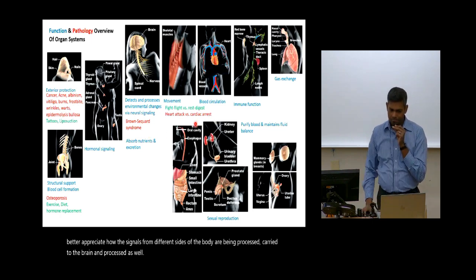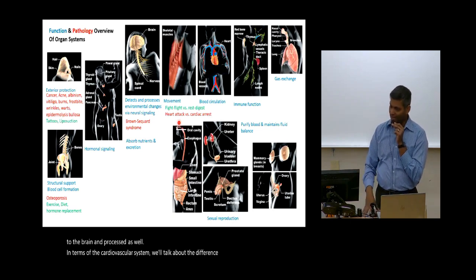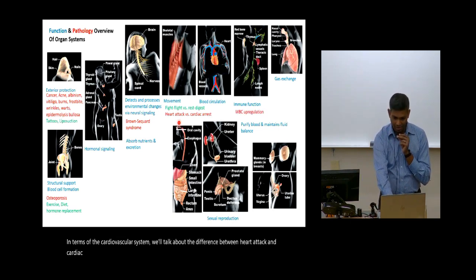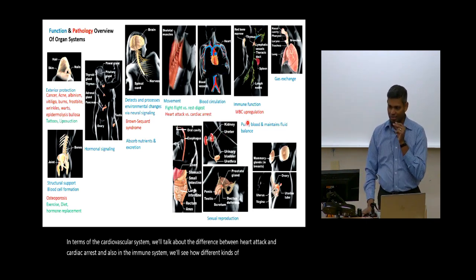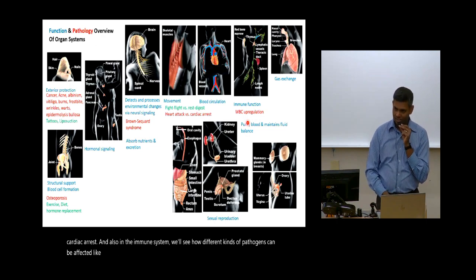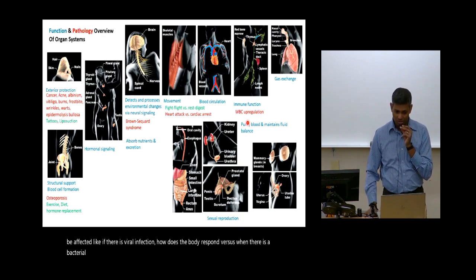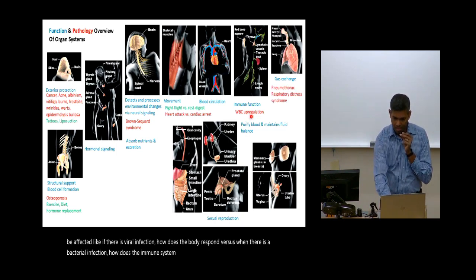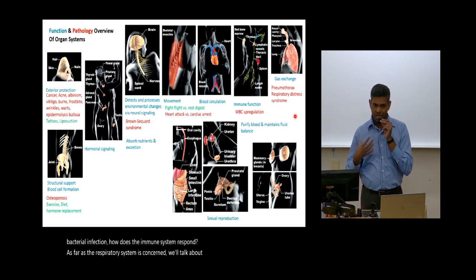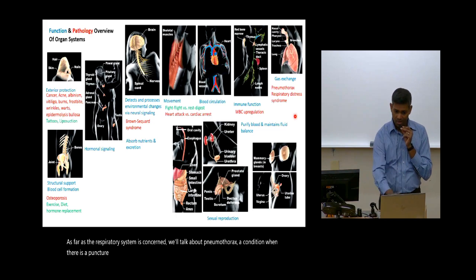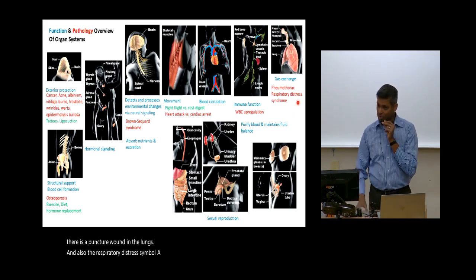In terms of the cardiovascular system, we'll talk about the difference between heart attack and cardiac arrest. And also in the immune system, we'll see how different kinds of pathogens can be affected. Like if there is viral infection, how does the body respond, versus when there is a bacterial infection, how does the immune system respond. As far as the respiratory system is concerned, we'll talk about pneumothorax, a condition when there is a puncture wound in the lungs, and also the respiratory distress syndrome, a condition which affects premature babies.